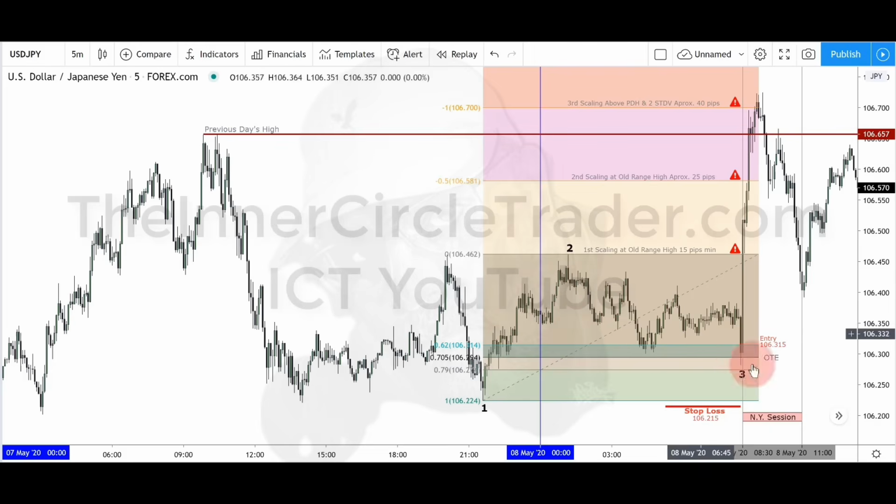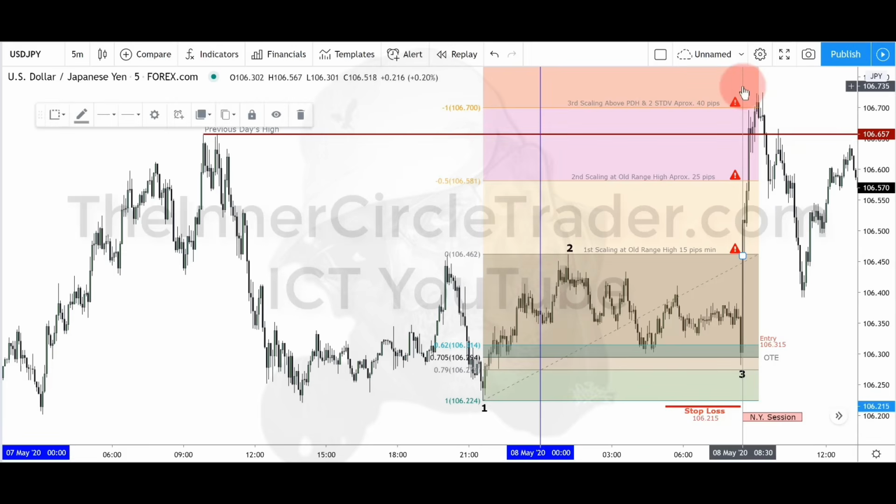And then all the way over to our New York session time from 8:30 a.m. New York time to 11 a.m. New York time. You see the vertical lines as I outlined yesterday. We'll take these off to keep things clean. You can see how price drops down into it here. And we're going to assume that 106.314 is that 62% retracement level. So we're going to just round it to the nearest 5 pip bet. So 106.315 would be our entry.